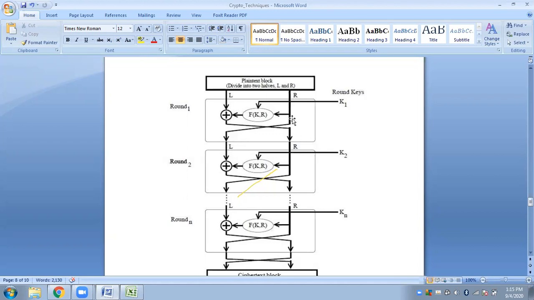So the original right part of the plain text message will be shifted to the left part for round 2, and the result obtained here will be shifted towards the right for round 2. Now we start with round 2 processing. Even in round 2 we will be using a unique key which has been generated from the master key itself. Again the same thing will be done.